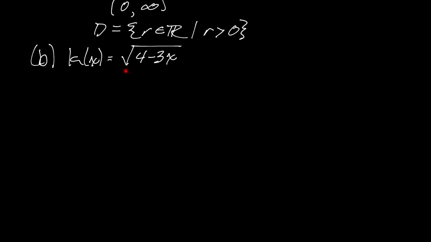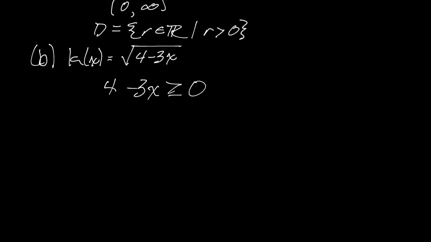So we notice that it has a square root. Can you take the square root of a negative number? And the answer is no, we can't. So we know that 4 minus 3x has to be greater than or equal to 0, because I can take the square root of 0, right? It's just 0. So that's why I have greater than or equal to 0.